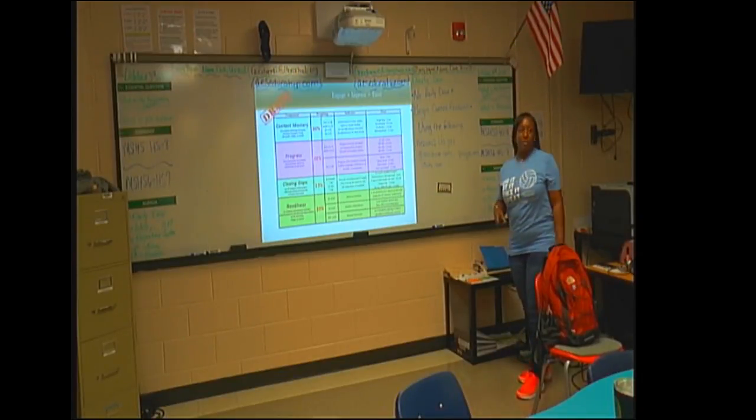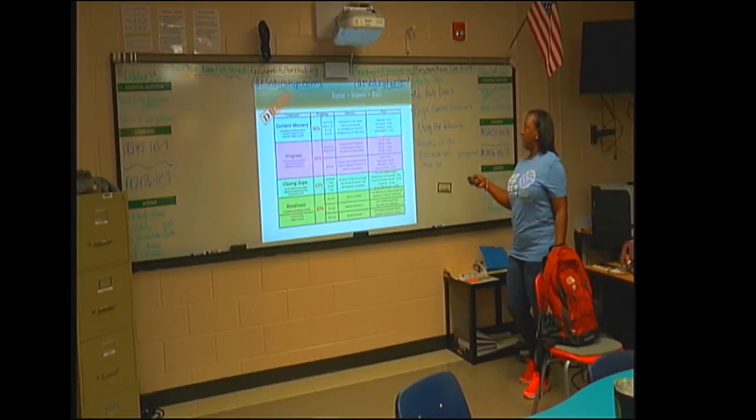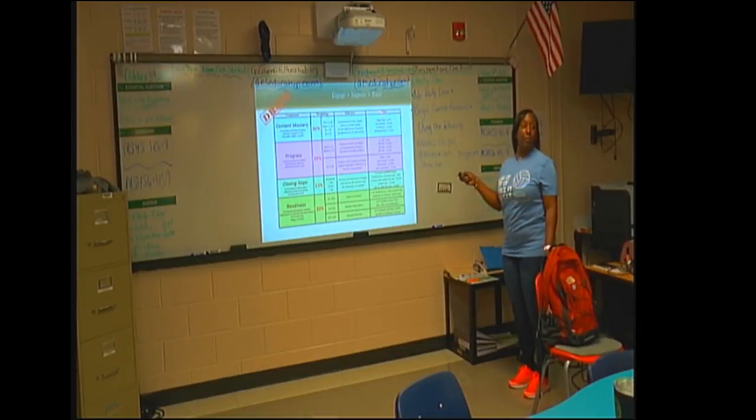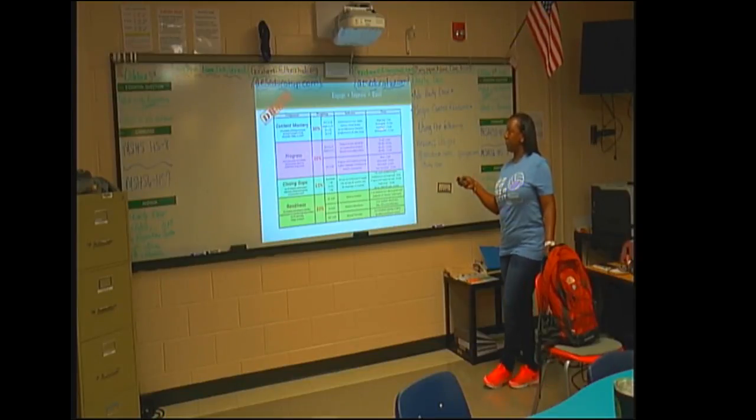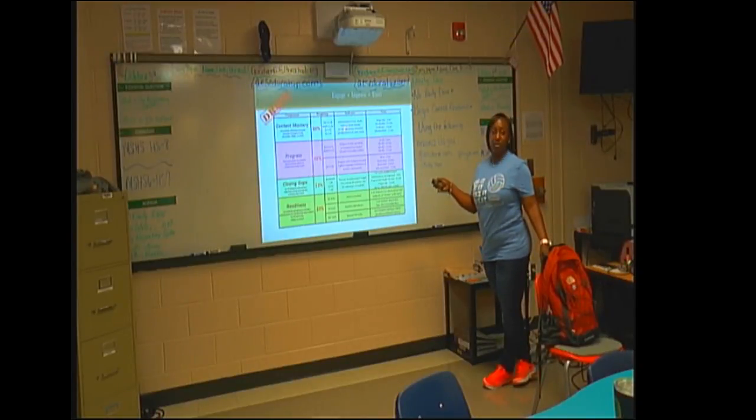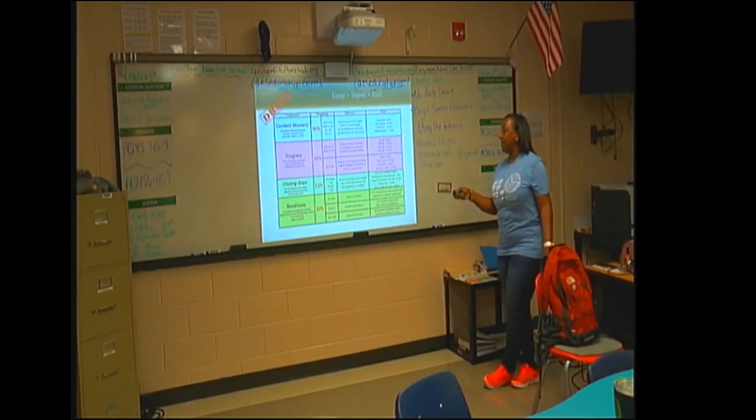Okay, so mastery, our students achieving. We have a beginning learner. Any students that score in the beginning learner category, we earn 0 points. Developing, we earn a half a point. Proficient, we earn a whole point. And distinguished, we earn 1.5 points. Okay? Any questions?